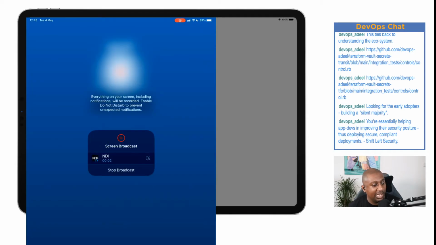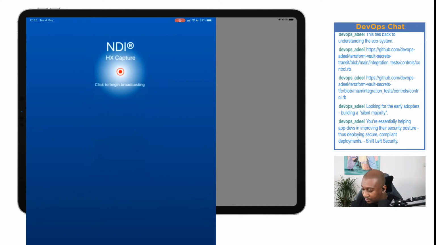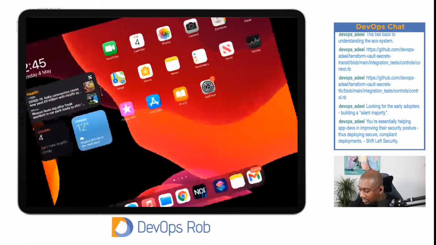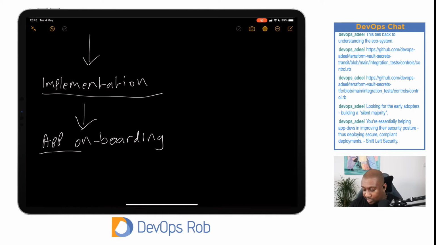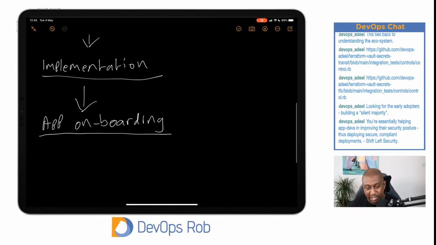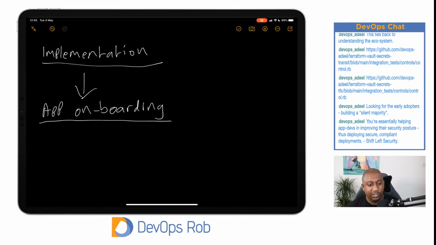You're essentially helping application developers improve their security posture, thus deploying secure, compliant deployments, shift left security. Exactly that, right? It's so key. Like I say, I've made mistakes myself where I haven't done these things, and it always comes back to bite you, right? So that's what the onboarding application looks like.